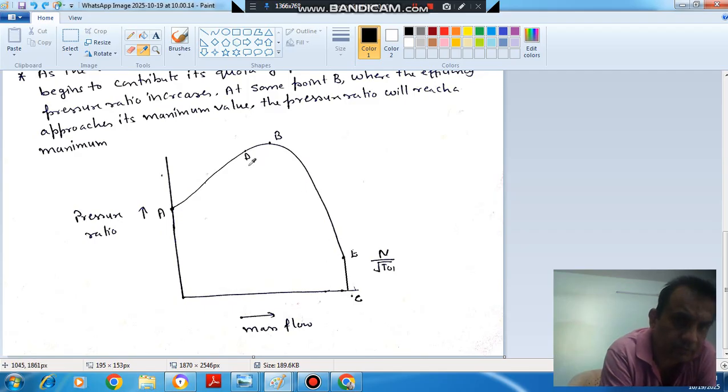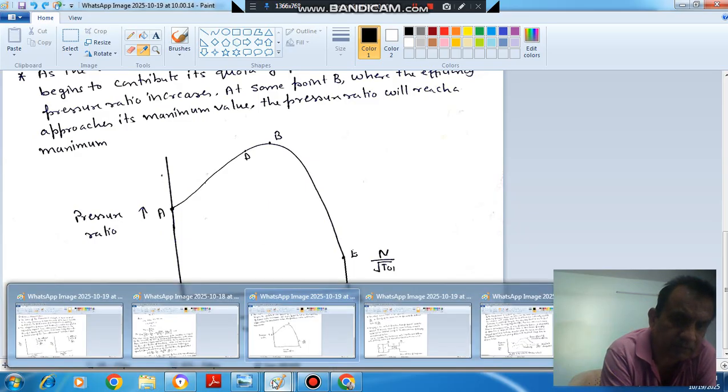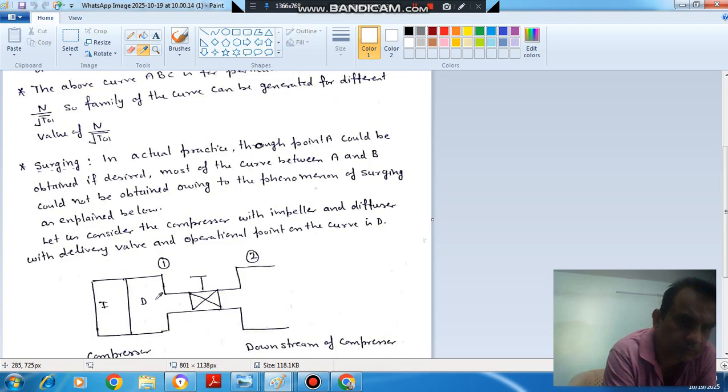If we consider the region between A and B, then this region is the unstable region. That is due to surging. Why? This can be explained by this figure. So this is your compressor. One represents the outlet of the compressor. Two represents the downstream of the compressor, and both are connected by a wire.